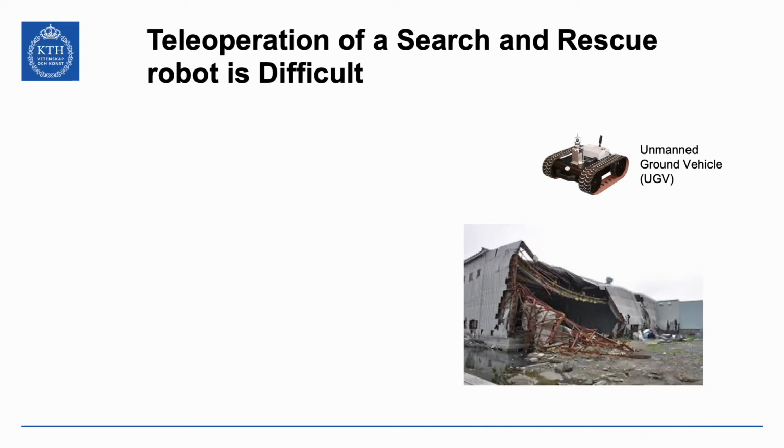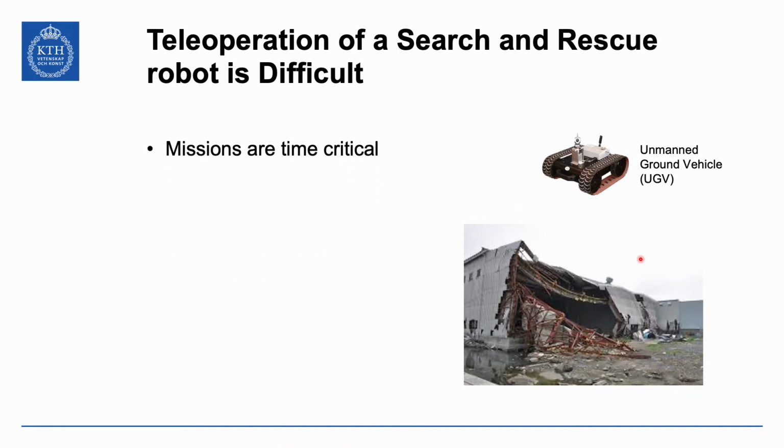So, teleoperation of search and rescue robots is a difficult task. Imagine you have a robot like this and you want to investigate a building like this after, say, an earthquake or a terrorist attack or after a fire. Before sending in human responders, you might want to drive a robot like this into the building and see how badly damaged the structure is and if there are any human victims in there that need to be rescued before, say, the building collapses or something else happens.